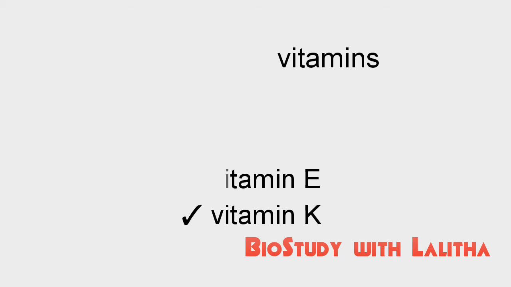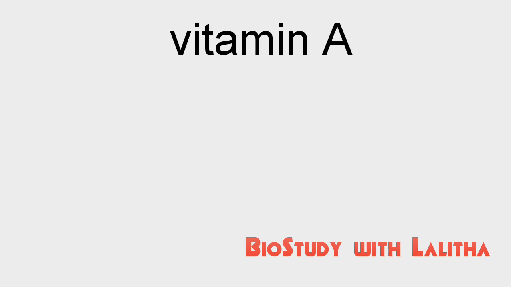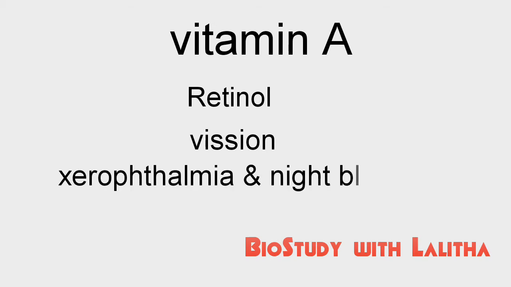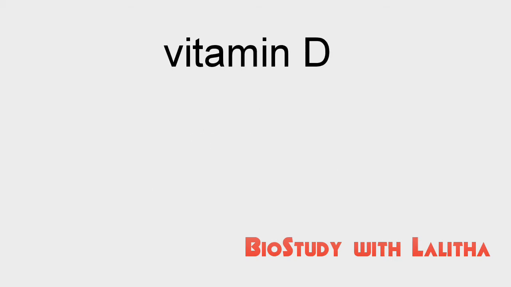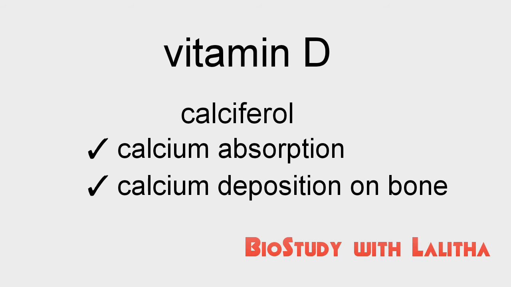So vitamin A. This vitamin is chemically called retinol. It plays an essential role in vision, and if there is a deficiency of this vitamin in the body, that may lead to the condition called night blindness and xerophthalmia. The next vitamin is vitamin D. This is chemically called calciferol. It helps in increased calcium absorption and also plays an important role in calcium deposition on bones. Deficiency of this may lead to the condition called rickets.